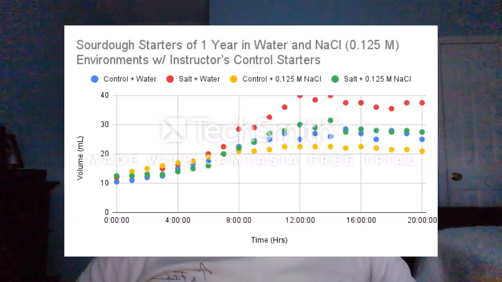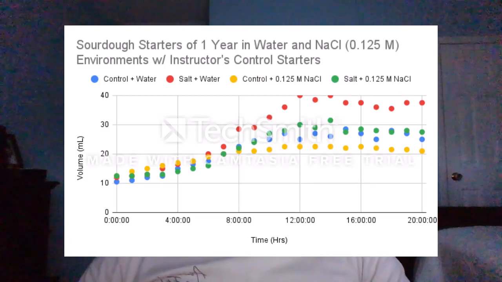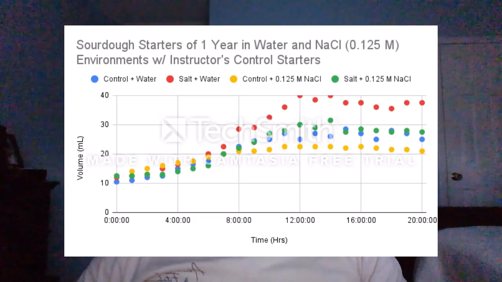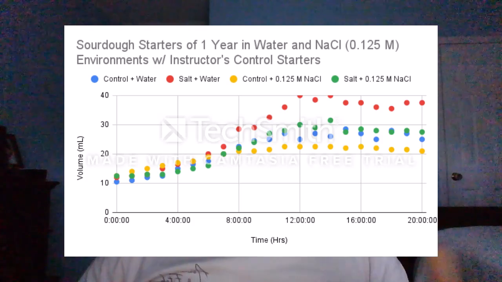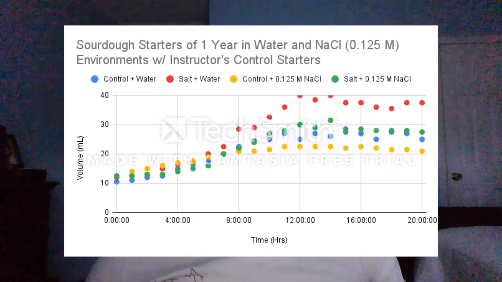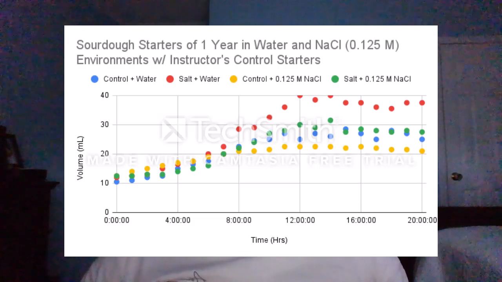Based on our graph, our salt sample, which is labeled in green, gained resistance to salt. It grew more than our control sample, which is labeled in yellow, and grew just a tad bit more than our instructor's control sample, which is labeled in blue, which was fed only plain water. Essentially, after a year, it gained enough resistance to grow normally, although it was fed salt water.